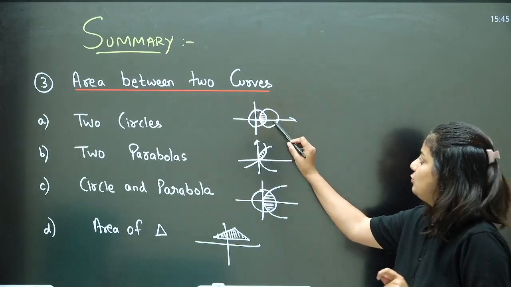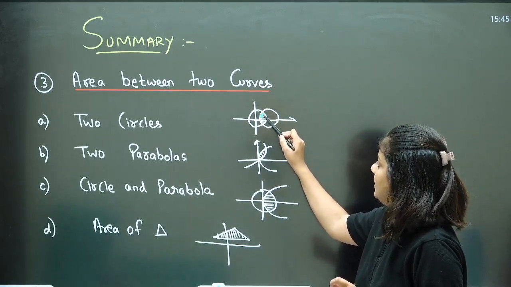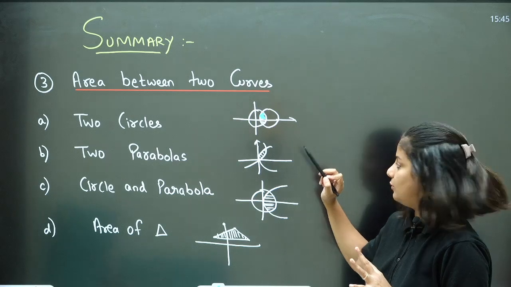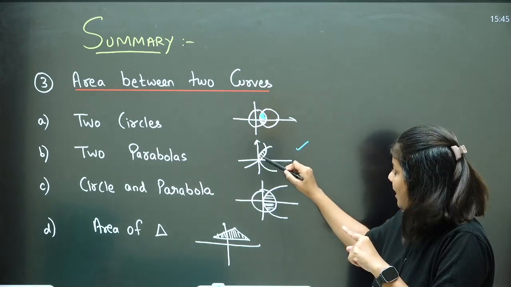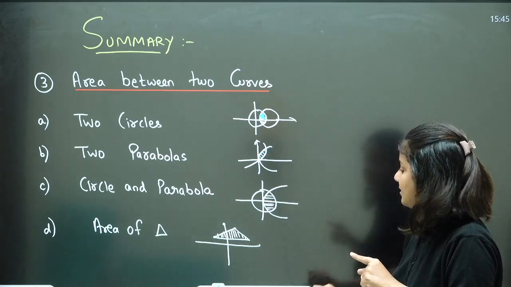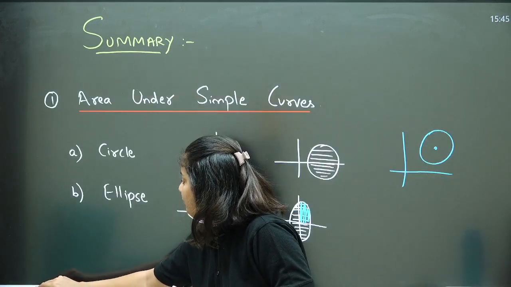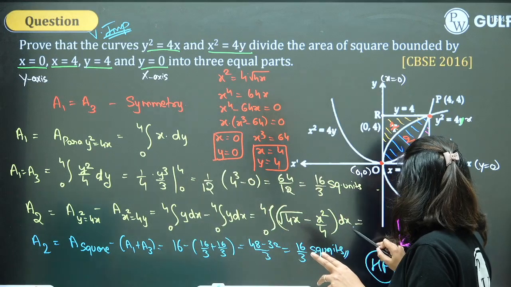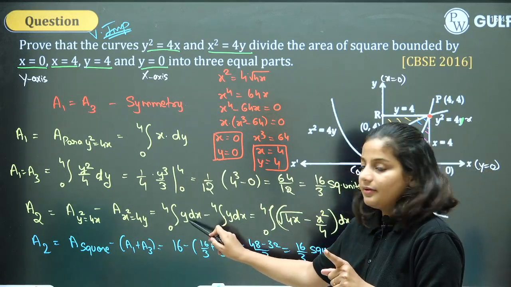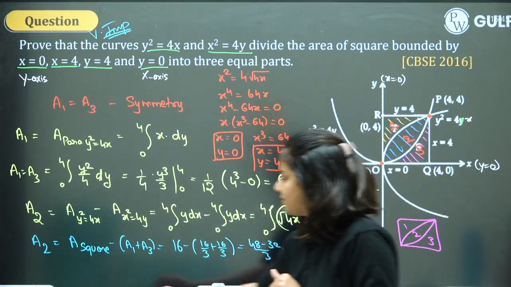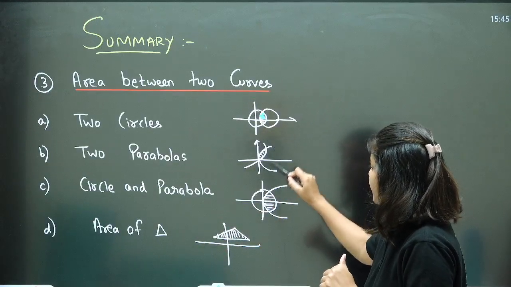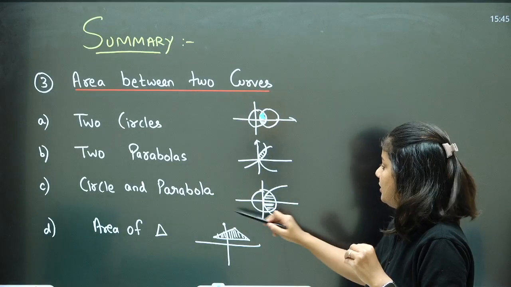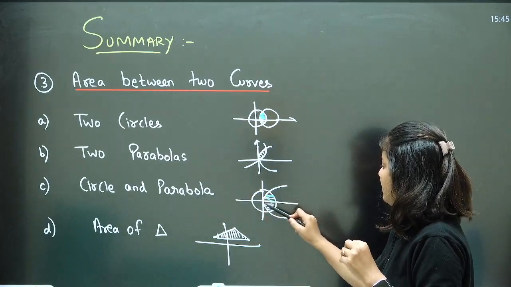So area between two circles you have to find. You will find the upper one, multiply by 2 to get the lower. Or area between two parabolas. We just did this. How to find the area between two parabolas? Yes, see, this kind of method. f of x minus g of x, one curve minus the other, upper curve minus lower curve. See what that is. Circle and parabola, find the area between them.